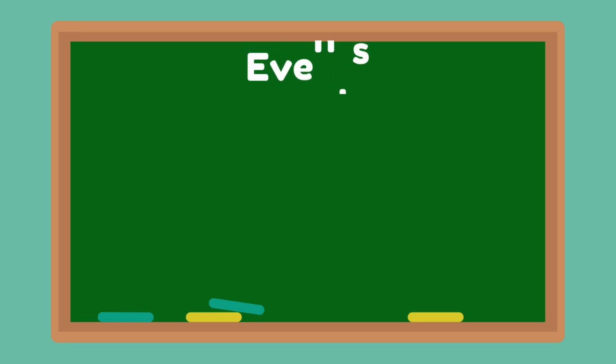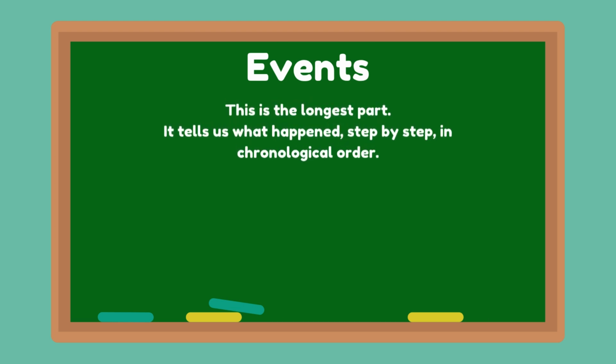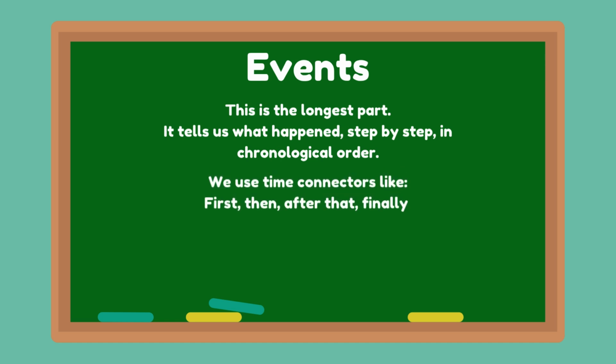Second one is events. Next comes the heart of the recount, the events. This is the longest part. It tells us what happened step by step in chronological order. We use time connectors like first, then, after that, and finally.